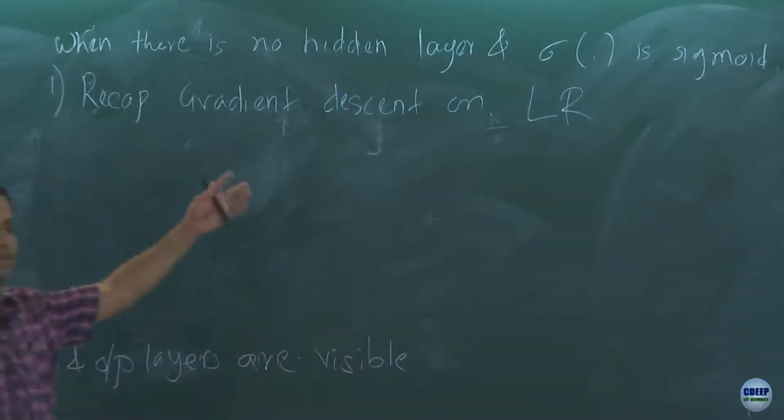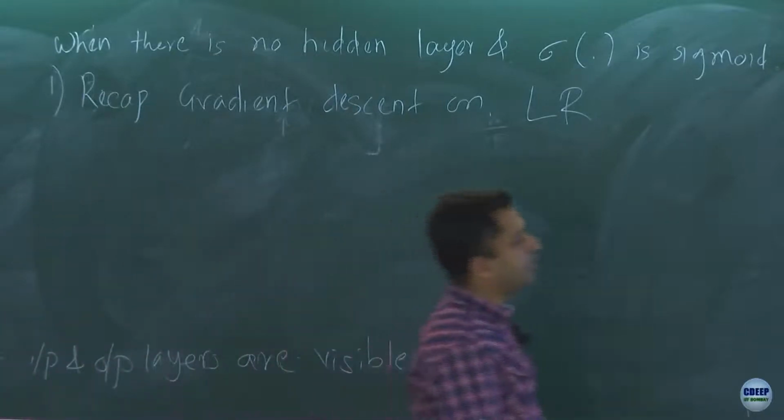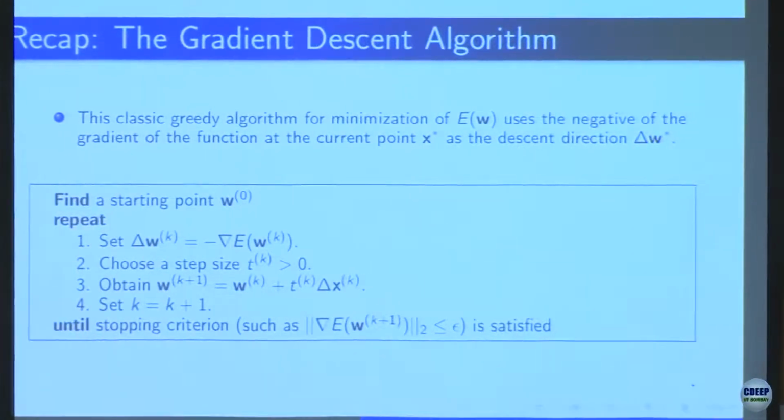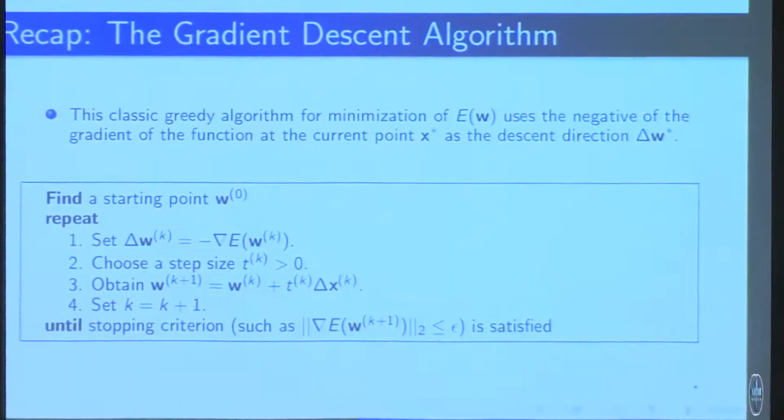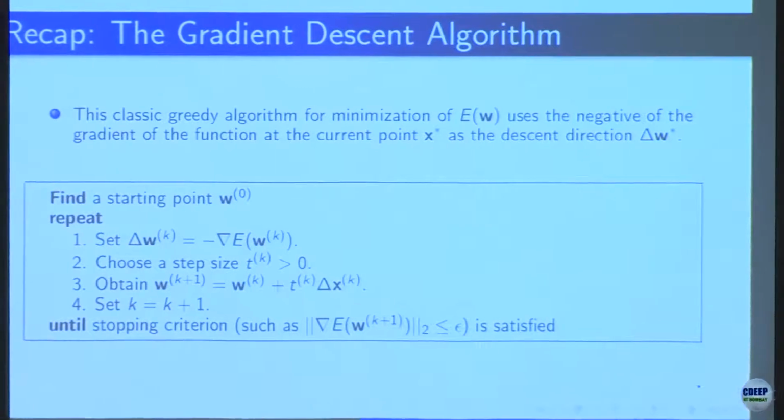Basically, it just boils down to a logistic regression problem and gradient descent. And the idea of gradient descent is using the negative of the gradient, because the negative of the gradient gives you the direction of maximum rate of decrease of the function. Okay, and you keep doing this until some stopping criterion is satisfied.